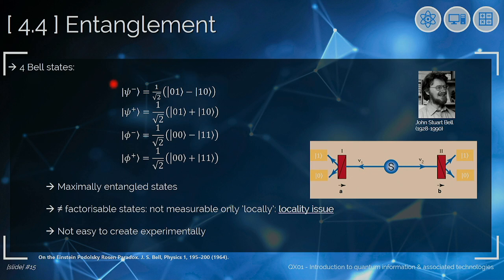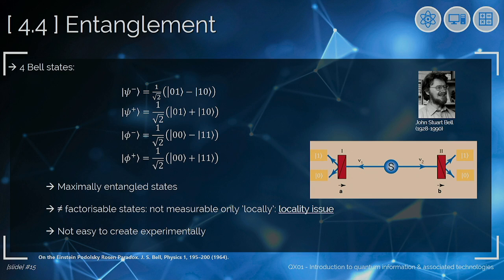And what you can show is that these four, so we recognize a 2 qubit state, so 0, 1 minus 1, 0, and 0, 1 plus, and so on and so forth. And these four Bell states are actually what we call maximally entangled states. Okay, so this is the maximum. You can actually define a degree of entanglement. And for 2 qubit states, these four Bell states are the maximally entangled states.